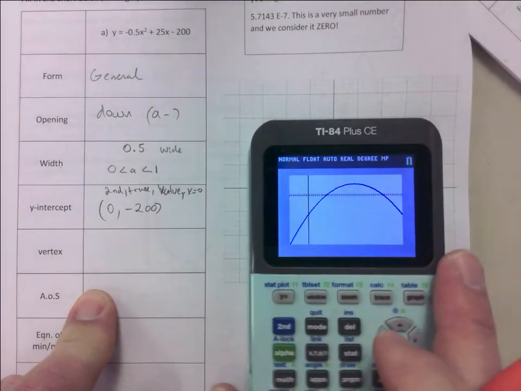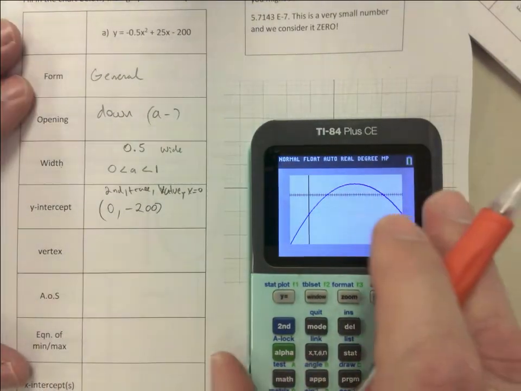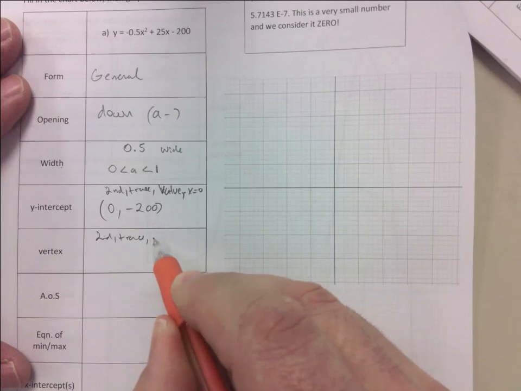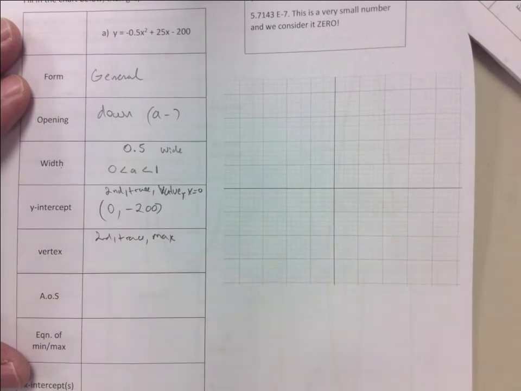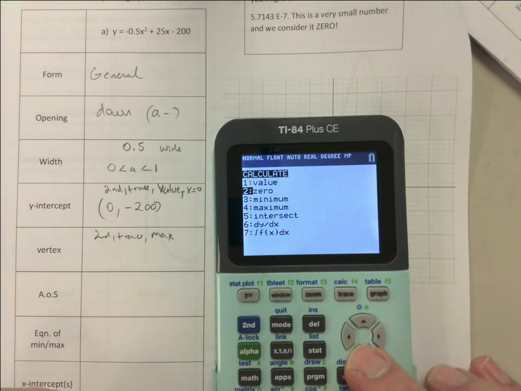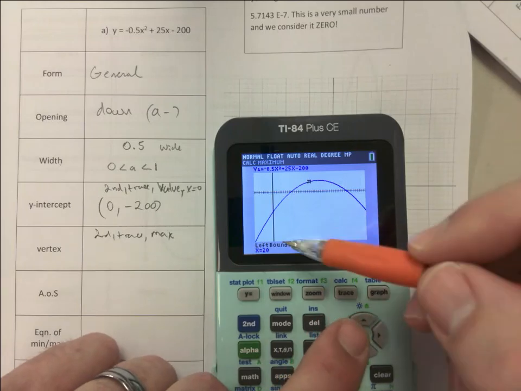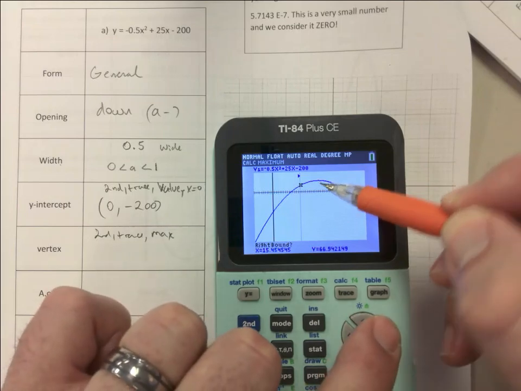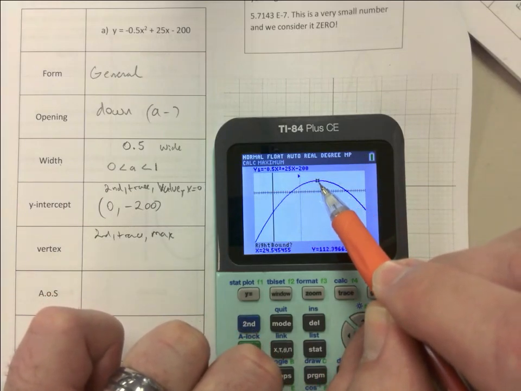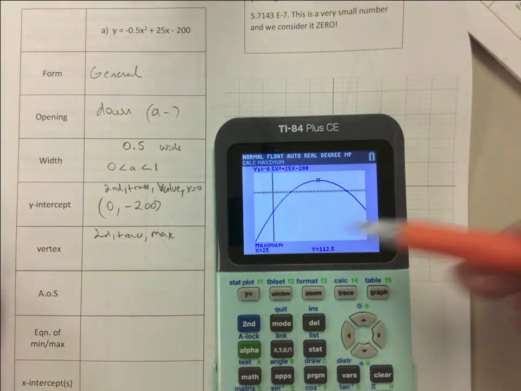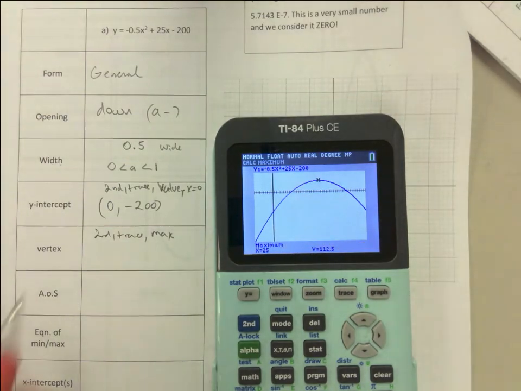Vertex, let's find the vertex. What is it, a second trace max or min? Crickets, crickets. Second trace max, right? I think you all agree with that. Left boundary, if this is my vertex, I'm just going to make sure I'm to the left. Then I'm going to travel over to the right. Enter, enter again, and there it is. It's 25, 112.5.